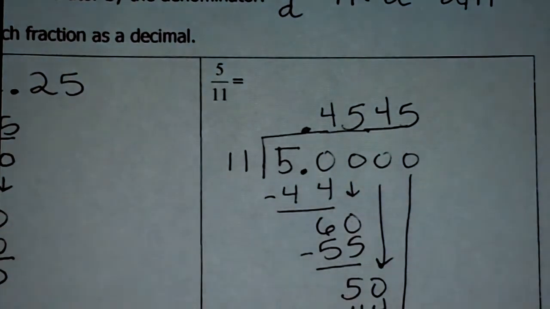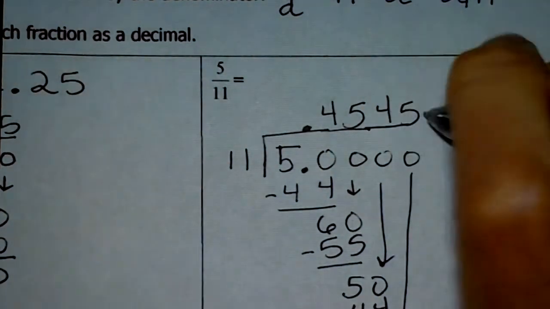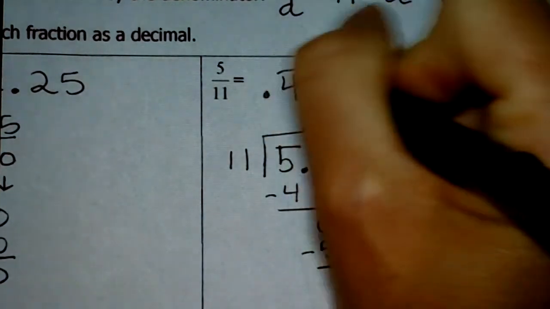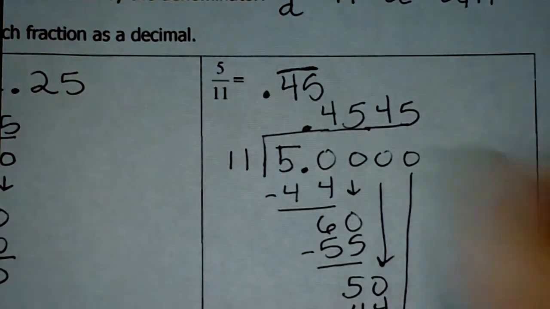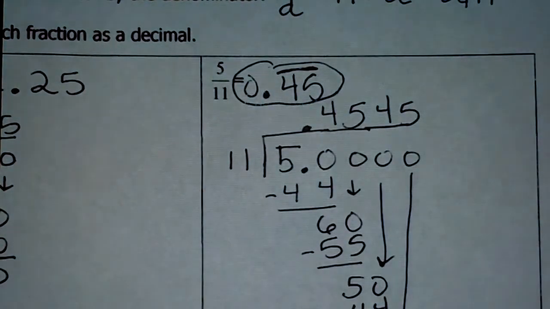So when things keep happening like that, we can use the bar to show that this is a repeating decimal. So I'm not going to write more than 0.45 here. I'm going to write 0.45, and I'm going to put a bar over the 4 and the 5. You can put a 0 in front of the decimal point if you want. It's not a requirement. You don't have to.